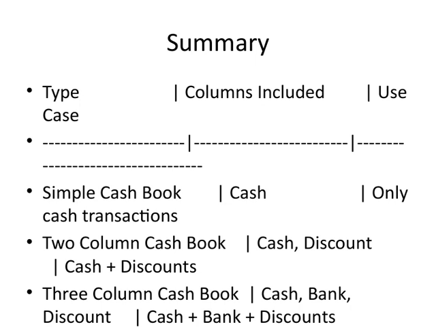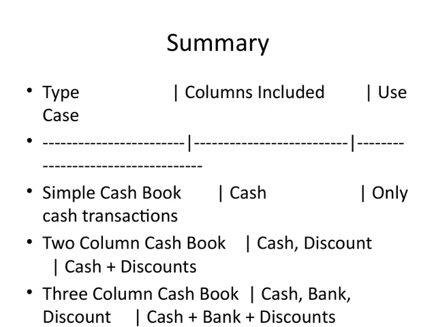First, we have the simple cash book, which includes just the cash column. This is useful when you're primarily tracking cash transactions only, so it keeps things straightforward. Next is the two-column cash book, which adds a second column for discounts, alongside cash. This helps in managing not just cash transactions, but also any discounts offered or received, giving a bit more detail.